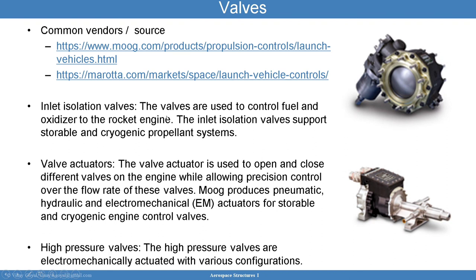The valves are used to control fuel and oxidizer to the rocket engine. The inlet isolation valves support storable and cryogenic propellant systems. You also have valve actuators. The valve actuator is one that's used to open and close different valves in the engine while allowing precision control over the flow rate of these valves. Moog can produce pneumatic, hydraulic, and electromechanical actuators for storable and cryogenic engine control valves.